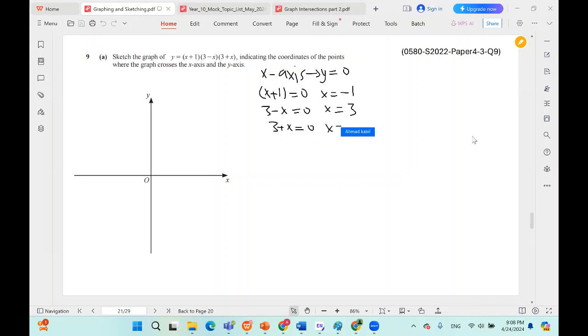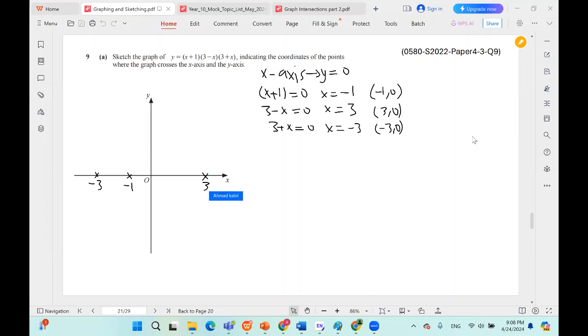So x equals -3. So we have 3 points: (-1, 0), (3, 0), and (-3, 0). These must be plotted on the graph. Let's do that now. So we have (-1, 0), (-3, 0), and (3, 0).